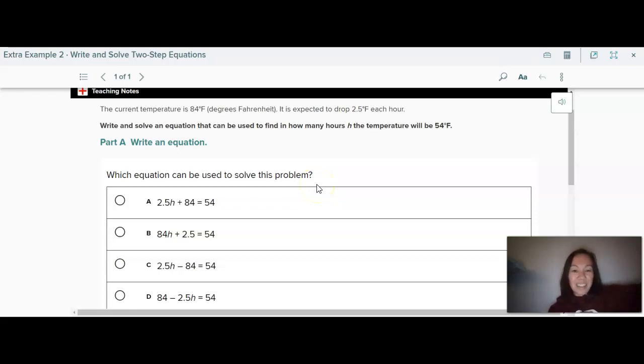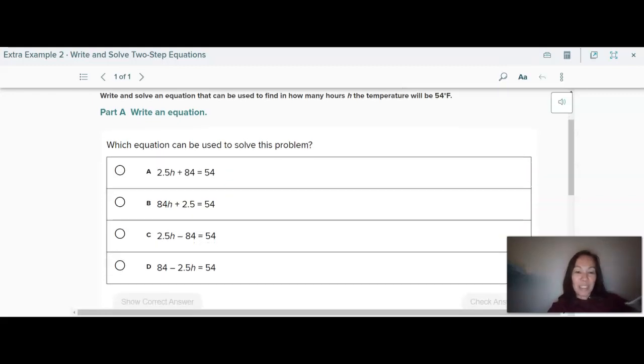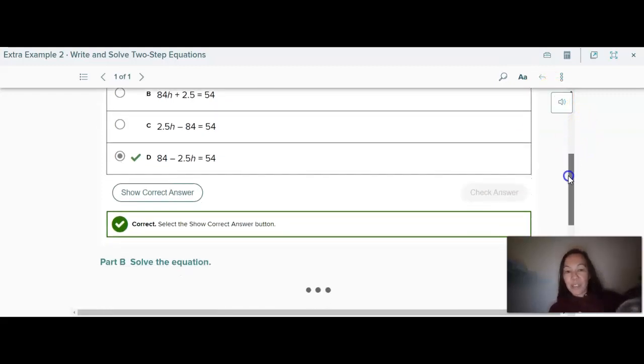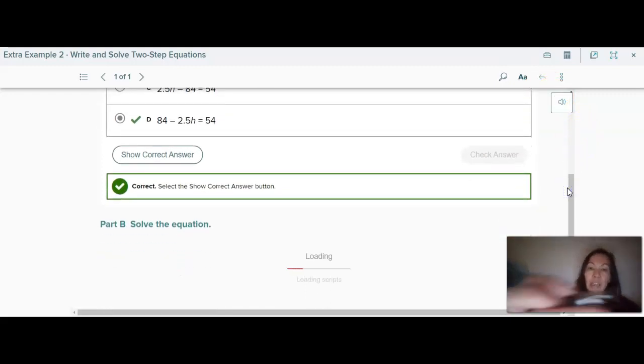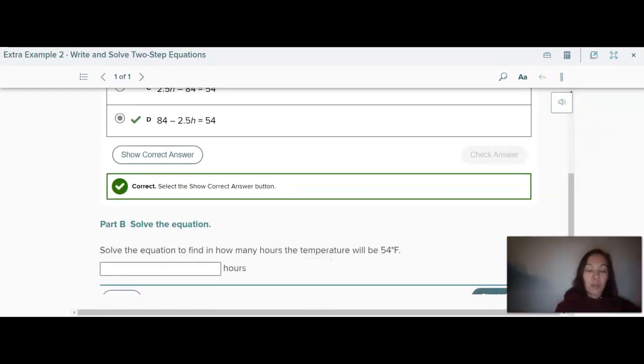So it starts out at 84 degrees and then it drops 2.5 degrees each hour. If it's starting at 84 and then we go down 2.5, can you guys see that this right here is going to be our equation for this one? And if we want to solve this equation, there's an 84 and a 2.5 on the same side as h. We're going to start by subtracting.